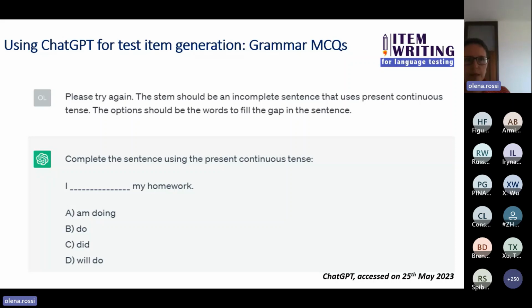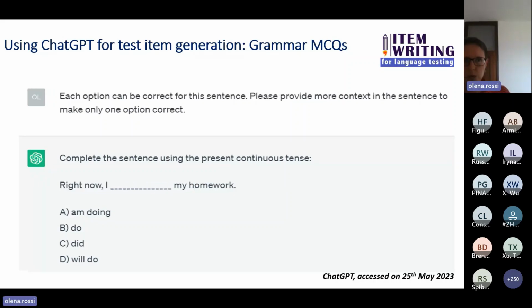Let's try again. This time I told ChatGPT that each option can be correct for the sentence it generated, and asked it to provide more context in the sentence to make only one option correct. You can see that it listened to me and produced an item with context. It looks okay. Great. So have I trained it enough to keep producing items of this type?